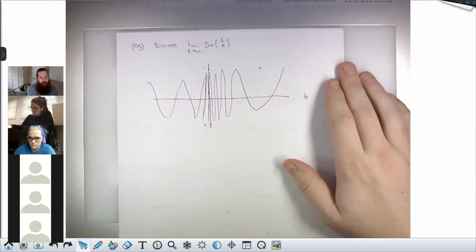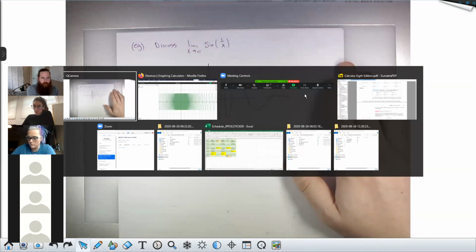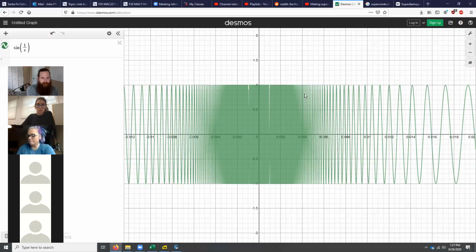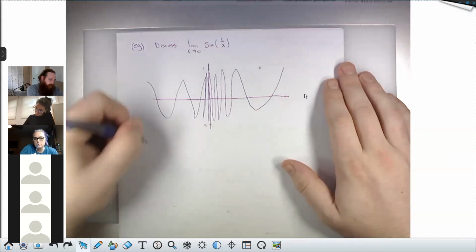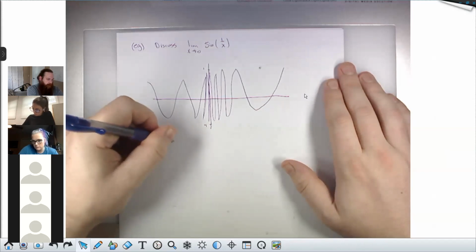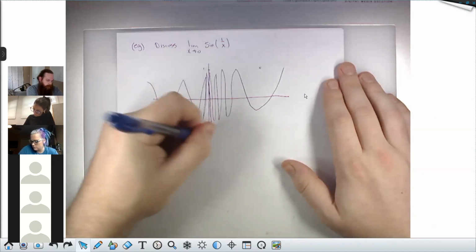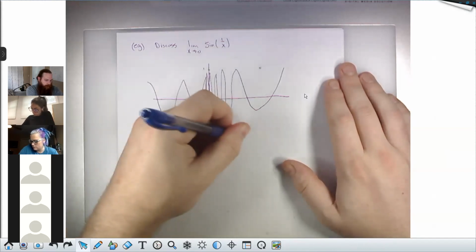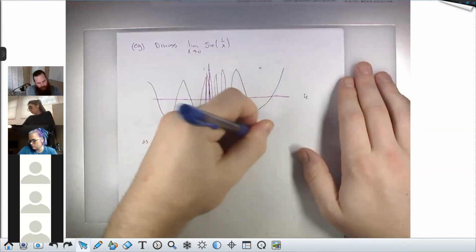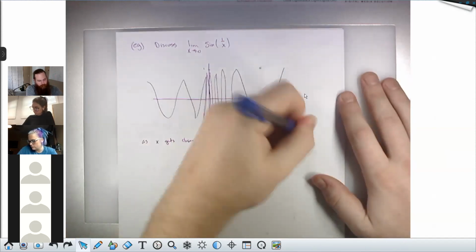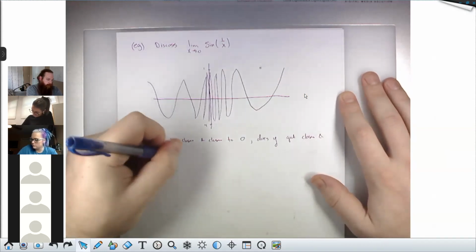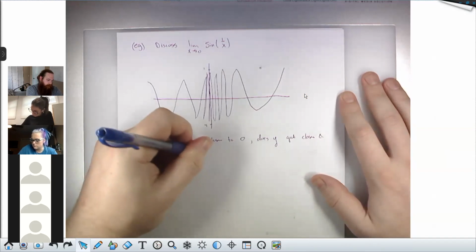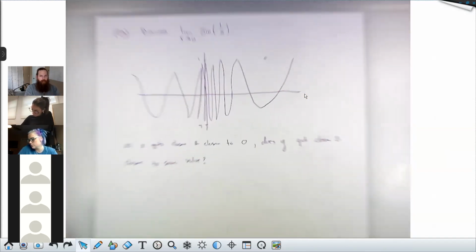Something absurd like this. So again, my art is bad and I feel bad. You can do your best to mimic this picture. I'd like to be able to say as x gets closer and closer to 0, does y get closer and closer to some value? Right, this is the question we want to answer.